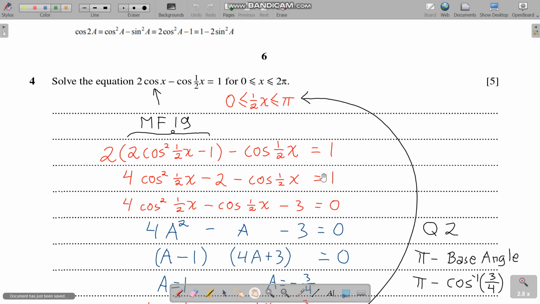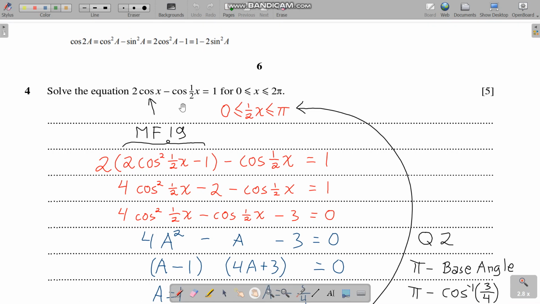Hello everyone, this question is about trigonometric equations. Solve the equation 2 cos x minus cos 1/2 x equals 1 for x between 0 and 2 pi. So first of all, in the MF19 you have this formula, the cos double angle.